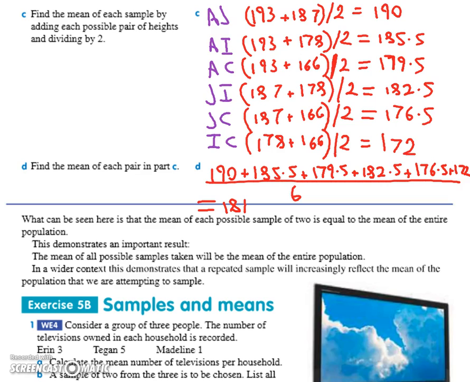Okay? Now, you're not obviously going to do that because, well, then you might as well just do the whole population. But it does demonstrate that if you keep doing that sample repeatedly with the same parameters and it's a good sample, then eventually you'll get very, very close to the actual mean of the population. Well done.